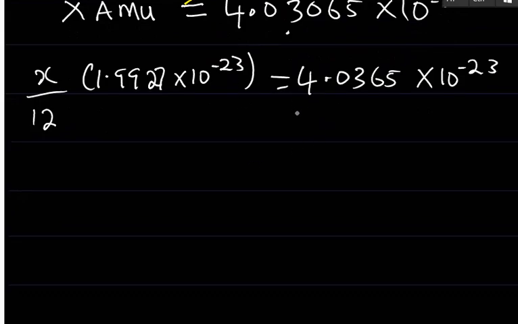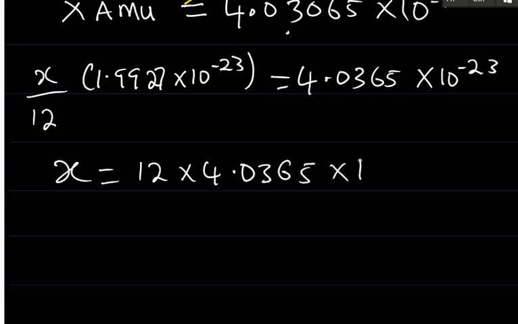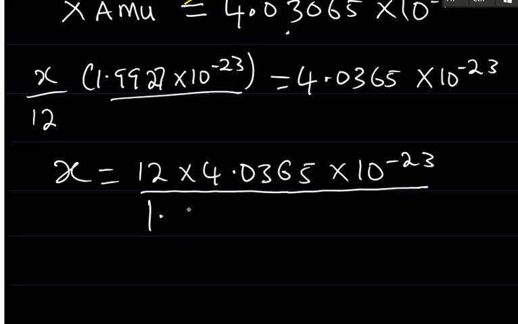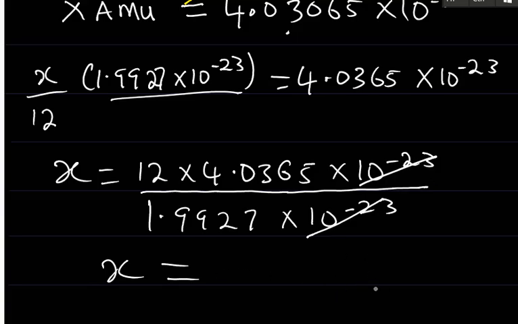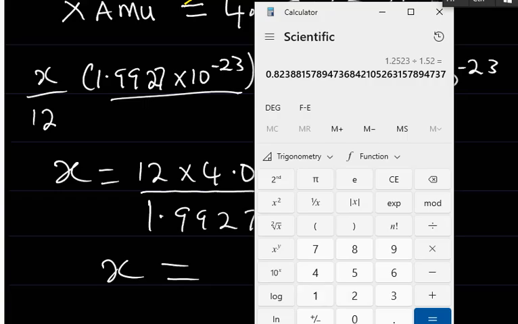At this point, to make S the subject, S is going to be equal to 12 times 4.0365 times 10 raised to the power of minus 23, divided by 1.9927 times 10 raised to the power of minus 23. Of course, minus 23 cancels minus 23, so let's use the calculator to do that.